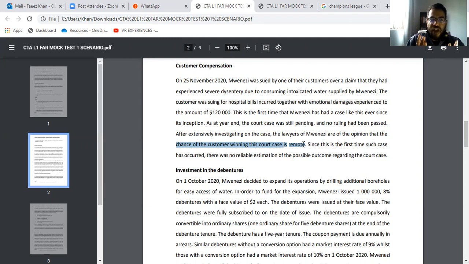I don't know if you have the IFRS books. In IAS 37, you can just go to the disclosure section in the standard that tells you what you need to disclose relating to a contingent liability. Here they're saying it's remote, meaning it's unlikely, so we can't recognize it on the balance sheet, but we have to disclose it in the notes to the financial statements. They're saying, since this is the first time such a case has occurred, there was no reliable estimation of the possible outcomes regarding the court case. So once again, it's confirming we can't recognize a provision. Therefore, we will have to disclose it in the notes as a contingent liability.